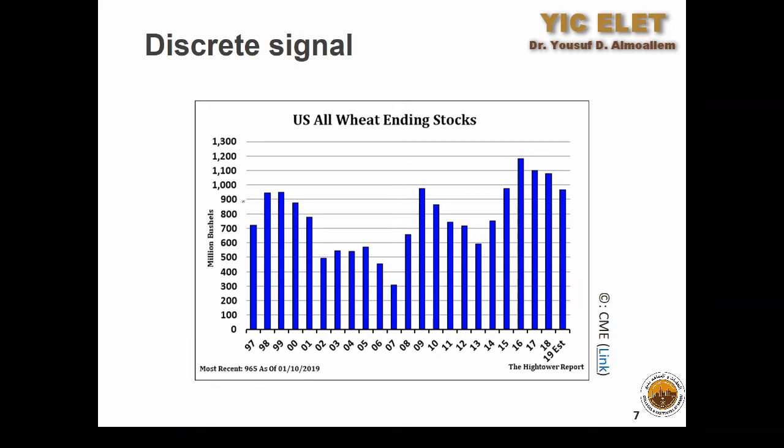For the discrete signal, this is an example. If we're talking about US wheat ending stock, based on the year that we are looking at, it will give different values. For instance, for the year 2001, it was about 800. And if we move to the year 2016, it will be about 1200. That is another example of a discrete signal.